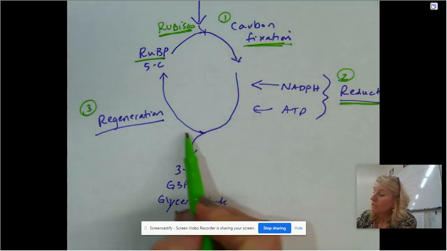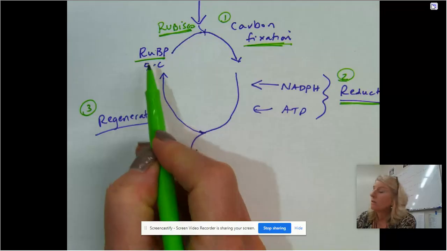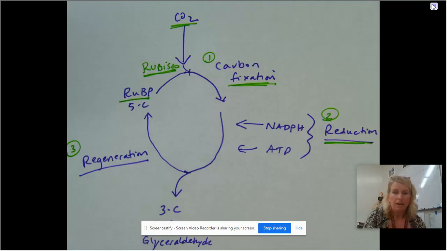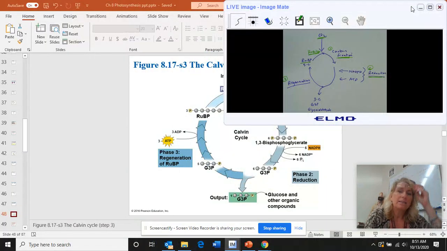Lastly, we must regenerate the RuBP so that we can grab another molecule of carbon dioxide and keep making the sugars that build the plant cell walls, that power the plants, and ultimately power us. Okay, so that is it for the Calvin cycle.